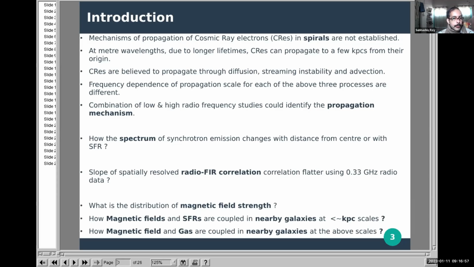Other than the above, there are a few more important things. The question one would ask is, in these nearby larger galaxies, mostly spirals, what is the distribution of magnetic field strength? Also, how are magnetic fields and star formation rates coupled in these galaxies at sub-kpc scales, that is, better than a kpc scale? Also, how are magnetic field and gas coupled at these scales?